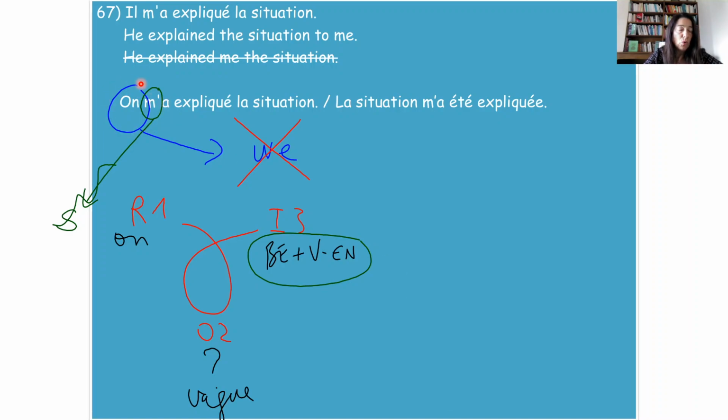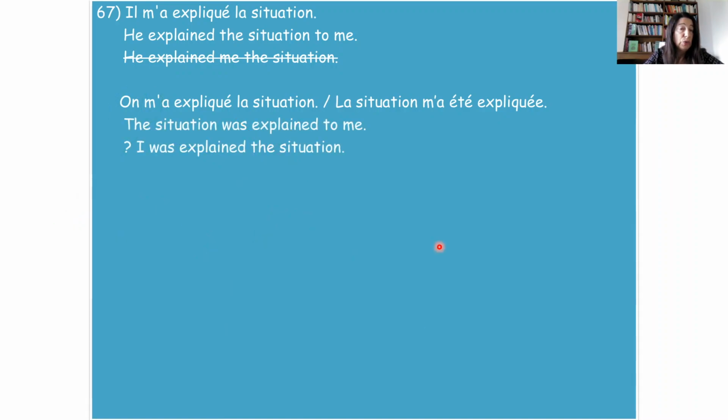So again, we have "on" as a subject here. "On m'a expliqué la situation." Do I have any idea of what that "on" refers to? No, I don't. It is really vague. So I know that in that case, I have to translate "on" by the passive voice, the formula of which is be plus -en. And so that's what I do here. The situation was explained to me.